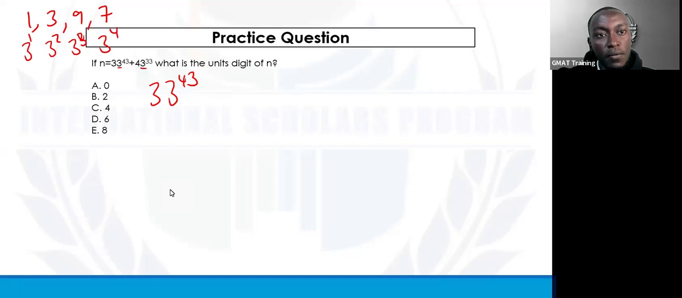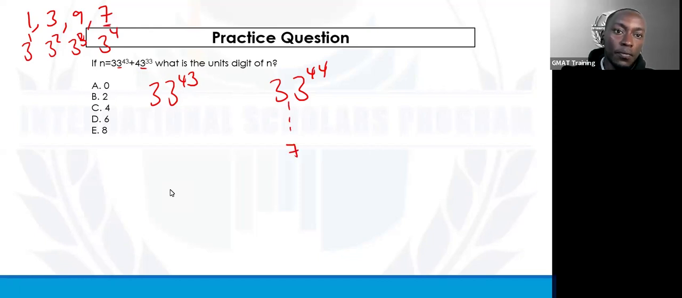The closest multiple of 4 will be 3 to the power 44, which will have a last digit of 1. That means 3 to the power 43 will have a last digit of 7. Okay, so remember we are using the last digit. You can use 33 to the power 43, or you can use just 3 to the power 43 and 3 to the power 44.